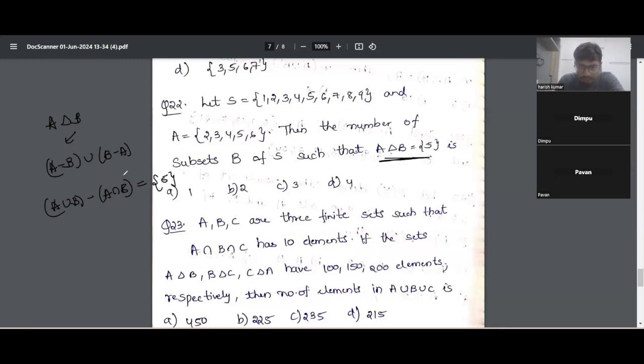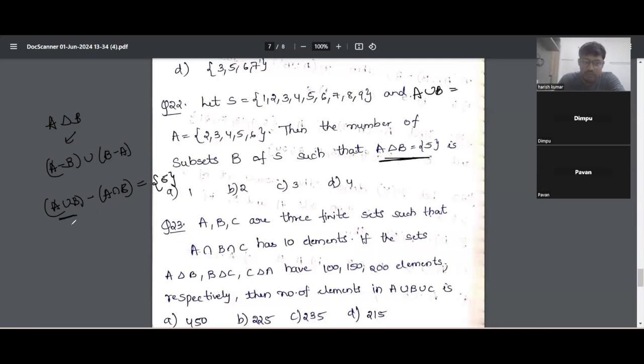Okay, right. Let's see how we can do it. So (A union B) minus (A intersection B) should be {5}. That means A union B and A intersection B should have the same elements, and A union B should have one element extra, that is 5. Clear? So A union B should have 5 in it and A intersection B should not have 5 in it, right?